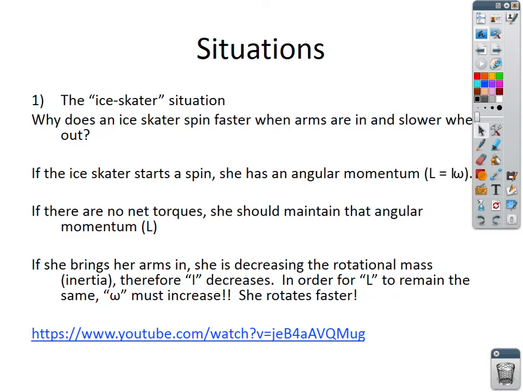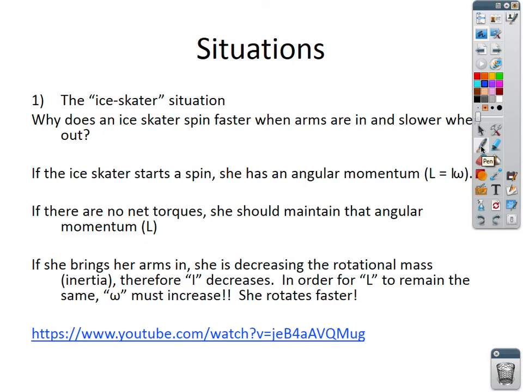The whole idea here is why are they faster when their arms are in and slower when they're out? Their angular momentum is not changing. L is I omega. They're applying a torque on themselves. They're part of the system. Their muscles are part of the system. They are themselves, so nothing is changing. There's no outside torque.